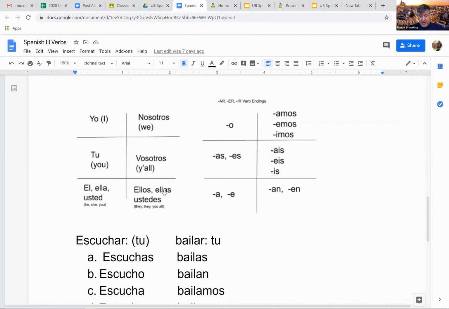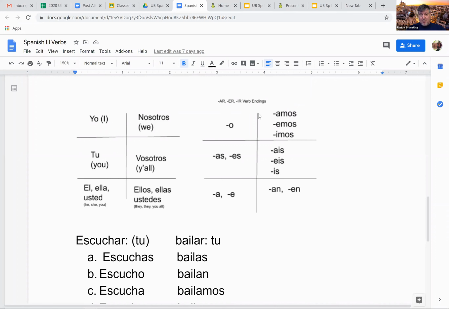It is usted, sorry, it's two people. It's ellos, it's essentially they. So we're using that bottom right-hand ending, except there is no IN option there. There's only the AN option or the EN option. AN if it's an AR verb, EN if it's either ER or IR ending. There is no I ending.